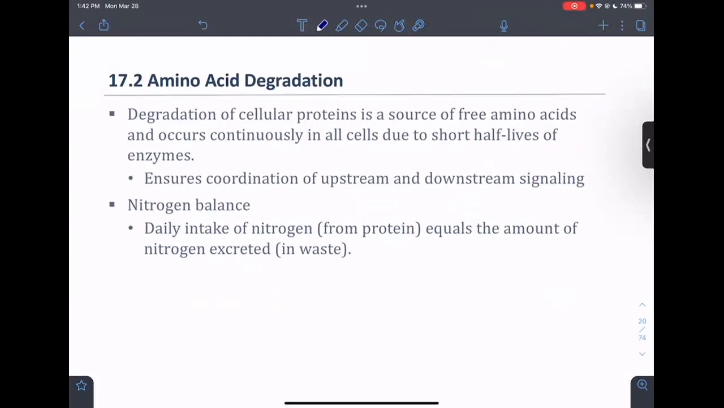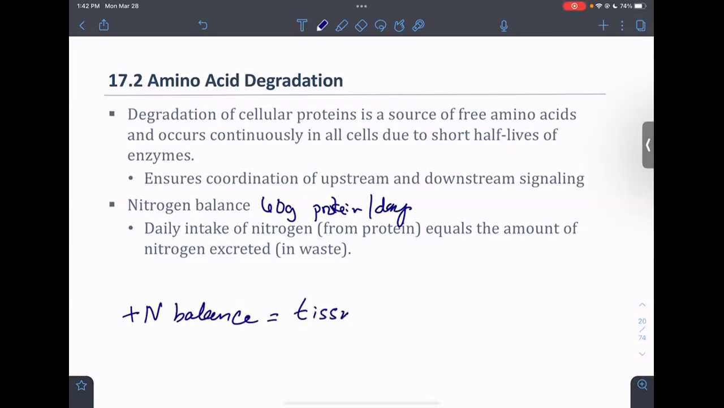And typically most people have a nitrogen balance, which means that their daily intake of nitrogen equals their excreted amount of nitrogen, right? So that's usually about 60 grams of protein per day that you're going to consume. But children and pregnant women are different. They have a positive nitrogen balance. And you've got to think about, why do they need a positive nitrogen balance? Well, because they're undergoing tissue growth, right? They're still growing. So they don't just need to replace, they need more.